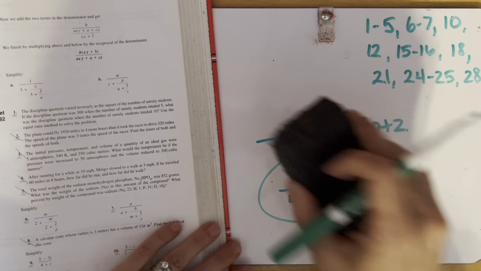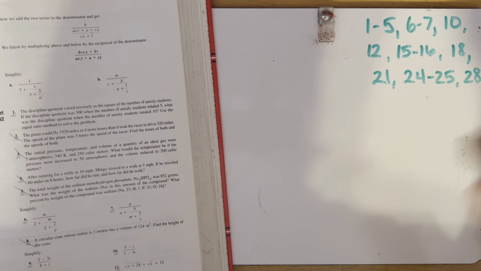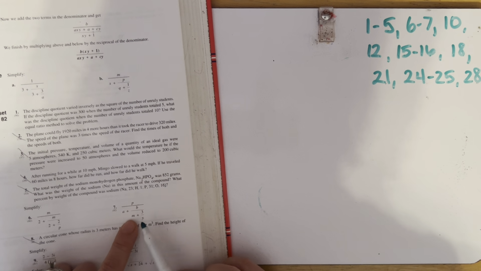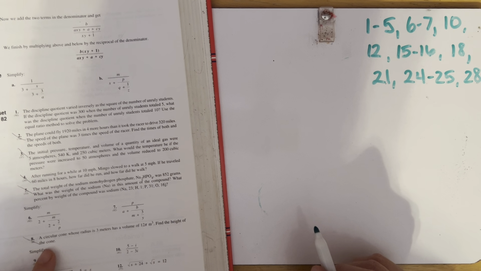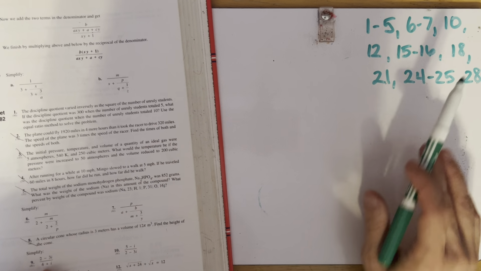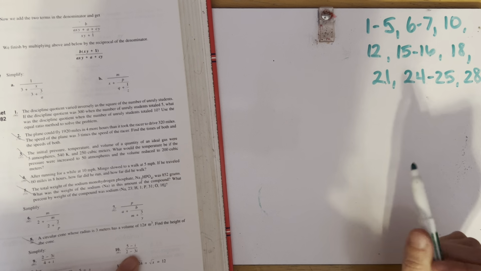Okay, number 7, you're just going to do the same thing. Okay, so you need to find a common denominator for m and 3 over y, which obviously your common denominator is y, and you're just going to work your way up, just like I did on number 6. Okay, what do we have here? 6 and 7, number 10.